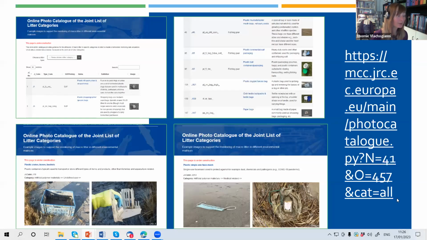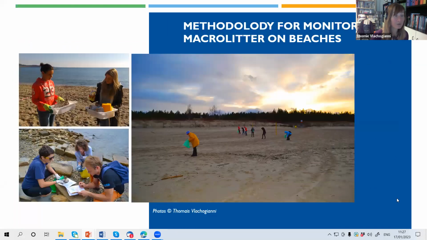And also, in order to facilitate practitioners' effort, we have developed an online photo catalog with images of the different items included in the J list. I say we because I happen to be also a member of the group that has elaborated this work.